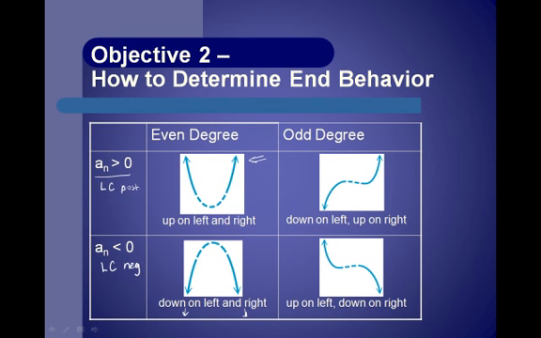It's like we mentioned earlier. If the degree is an even number, both ends will either go up or both ends will go down. If the polynomial has an odd degree, then one direction goes up and the other goes down.